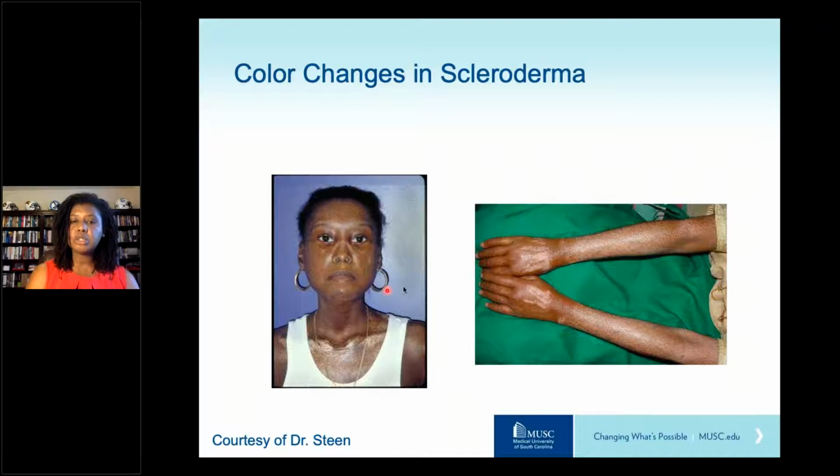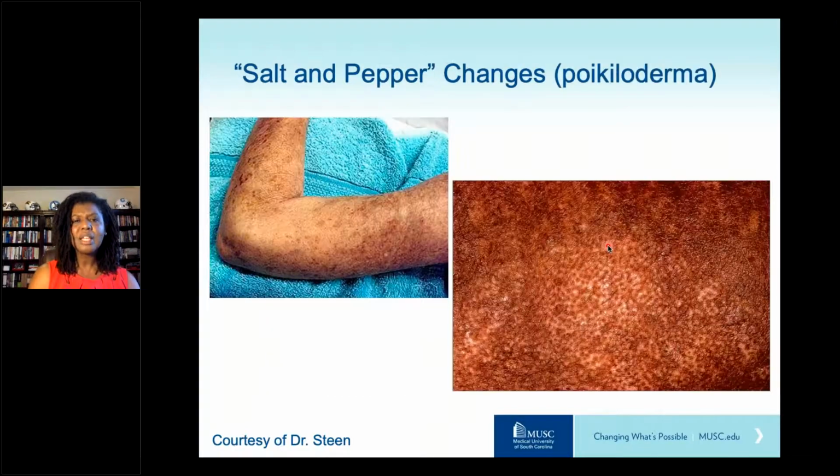But some of the other things that you can see are some changes in the actual pigment of her skin. I'll draw your attention to her hands. You can see some lighter areas here and some darker areas here. You can also see an interchange of lighter areas and darker areas in her arm. If we take a closer look at that, we often say that these changes are salt and pepper changes, or poikiloderma is the other name for it. And so you can see areas that are interspersed with light areas as well as darkened areas here.